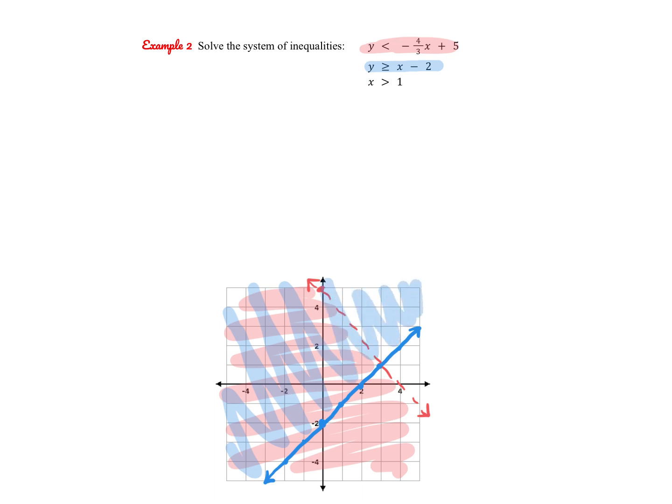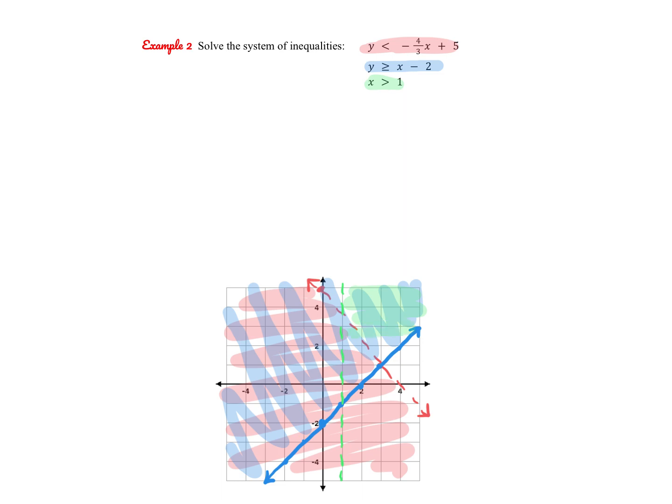And then for our last inequality, this is just when x is greater than 1. So this is actually just going to be a vertical line at 1. It's all the times when your x value is 1. And since it is not inclusive, we need it to be a dashed line. So this one, it's just a vertical dashed line at x equals 1. And since it's x is greater than, when it's just x, greater than means to the right.